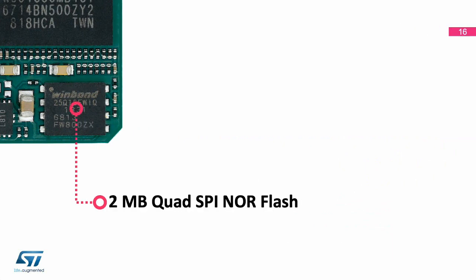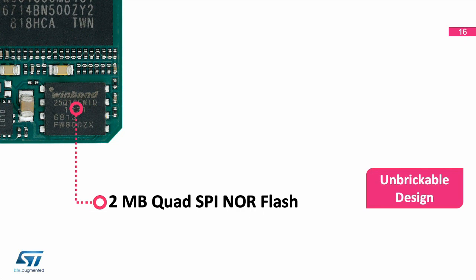On the lower right hand side, you can see the 2 MB sized quad SPI NOR flash. And you might wonder, why are we using such a small storage? I mean, this is not enough for a real operating system like Linux, right? And the reason is, we're using this quad SPI NOR flash only to store the bootloader. And this gives us an unbreakable design. So for instance, if the main storage, like a microSD card, is breaking down over time, we still have the bootloader running inside of this chip, and therefore your system is still capable of doing some basic things.